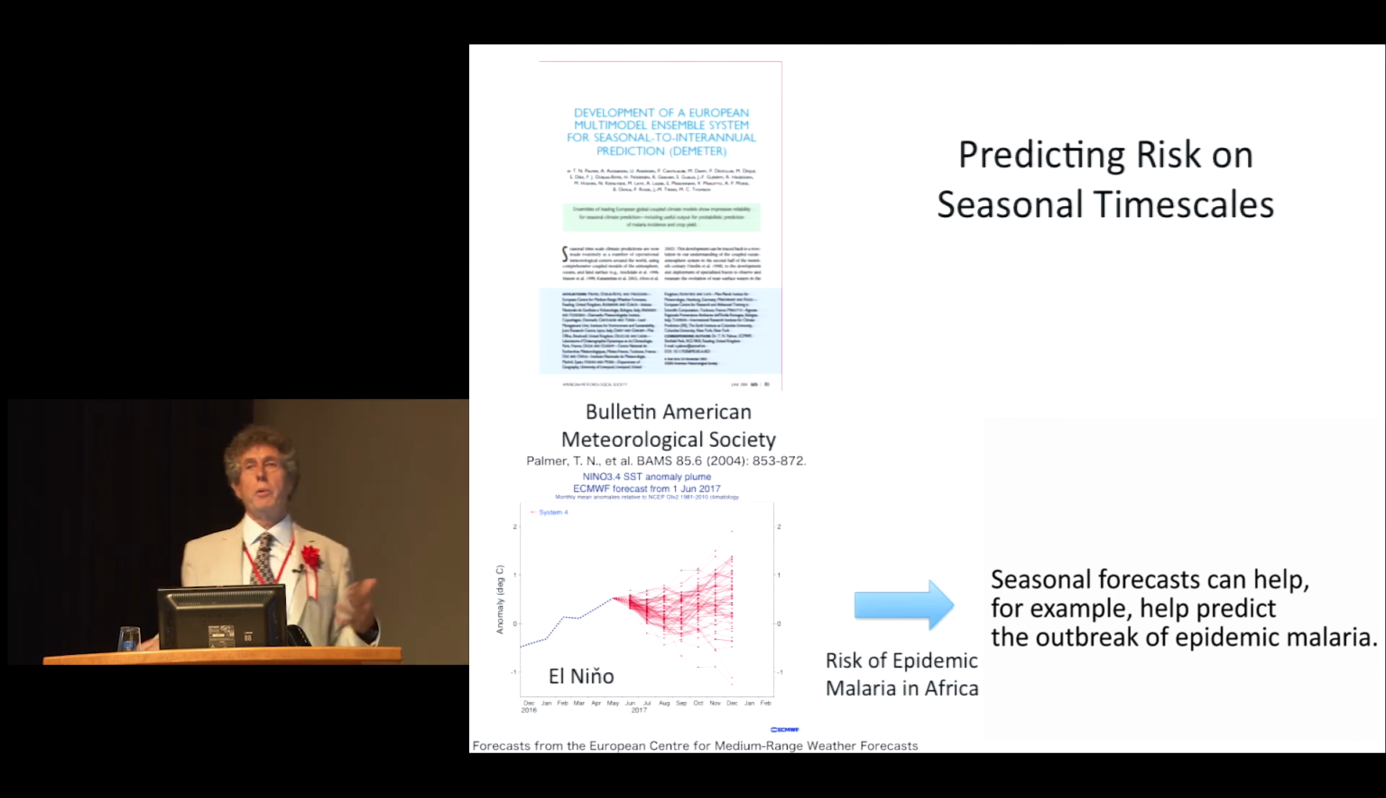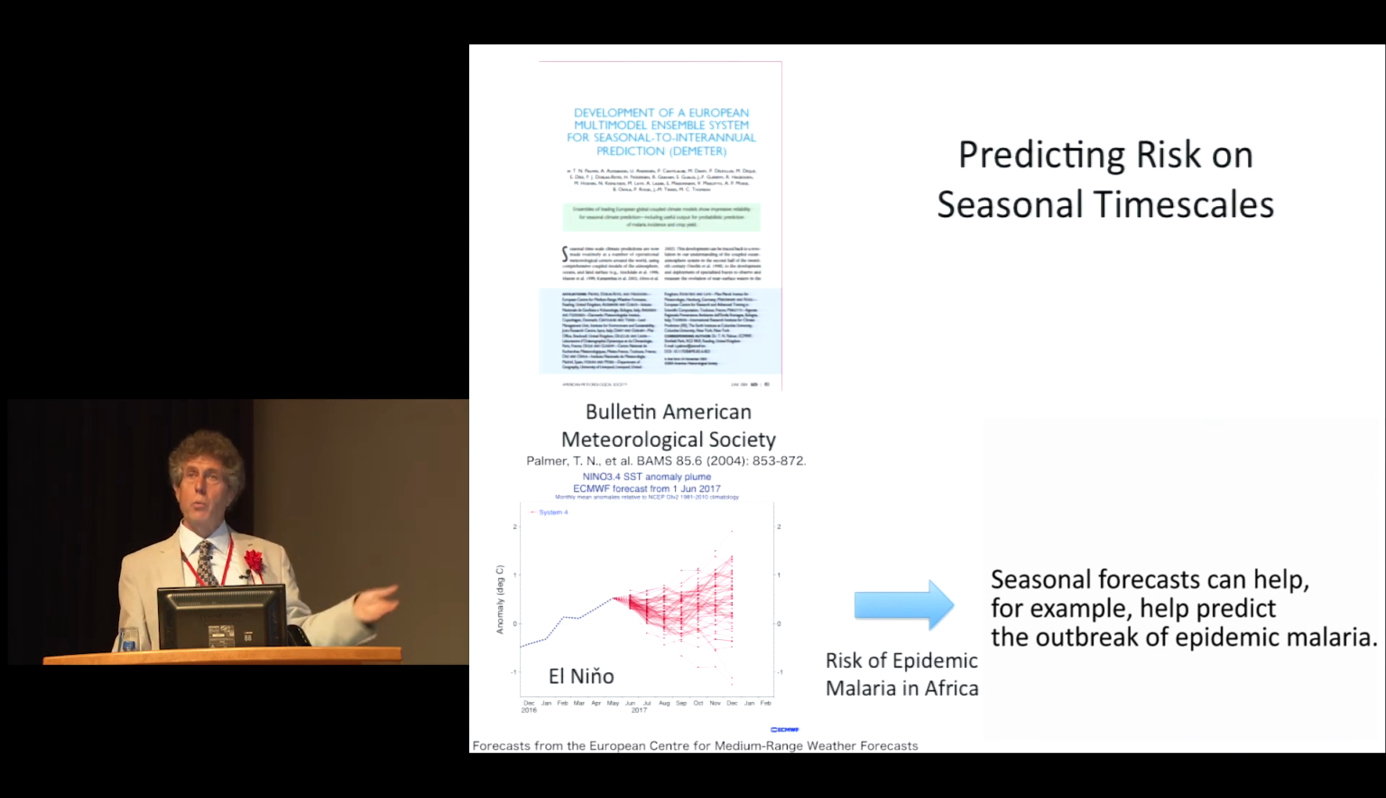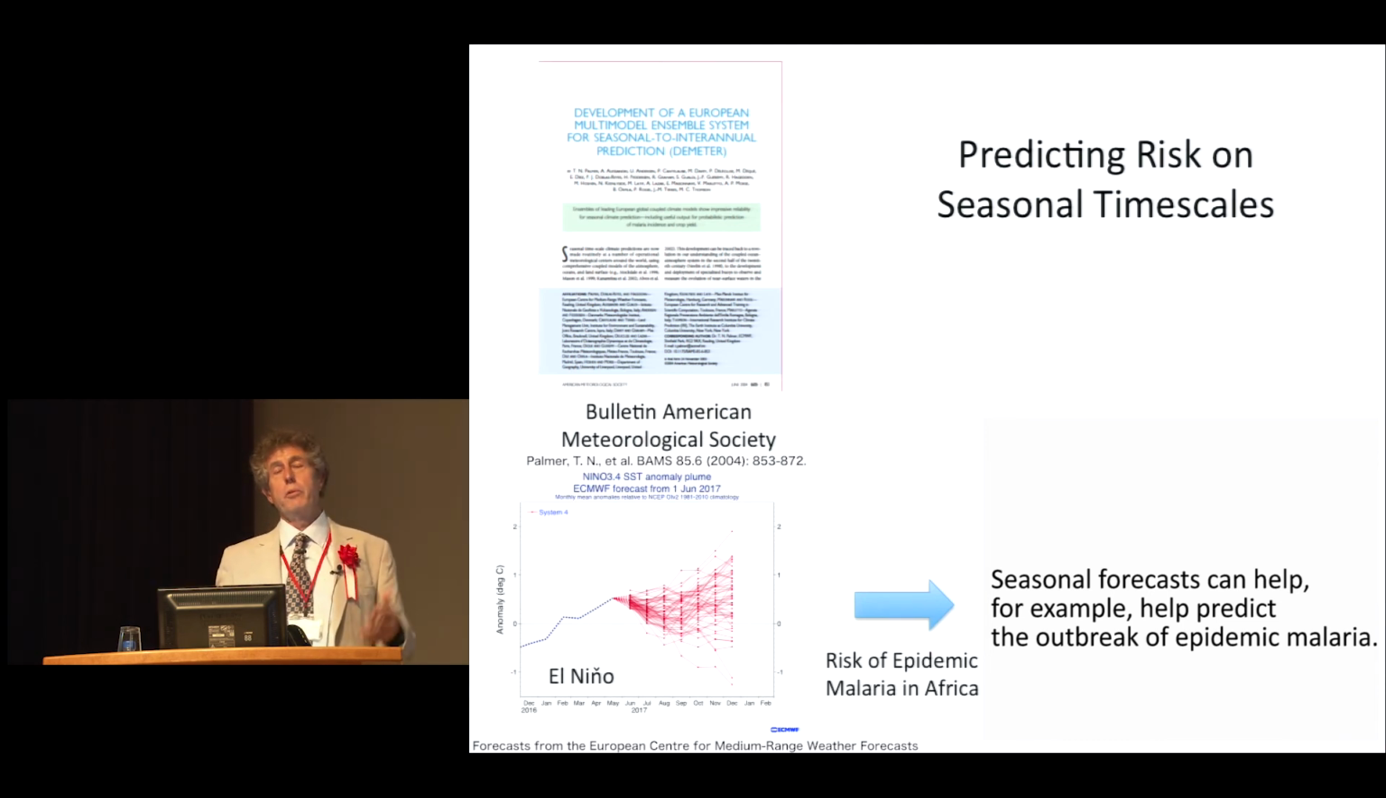So in countries, for example, like Botswana, malaria occurs episodically. And when it occurs, there can be these epidemic outbreaks. And it's very strongly linked to weather, the seasonal weather. And the seasonal rainfall is in turn linked to the El Niño in the Pacific Ocean.